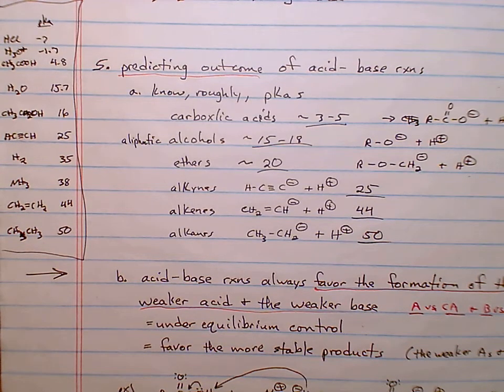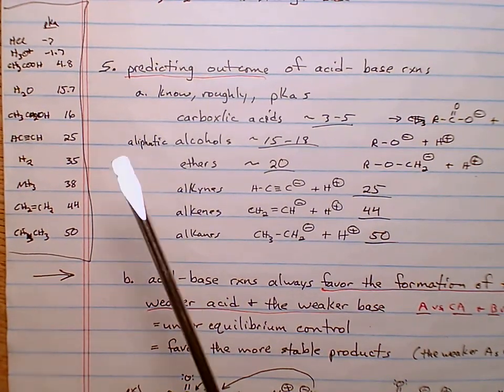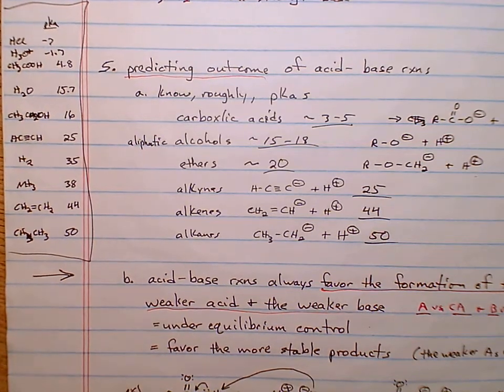Okay, so turns out we can predict the outcome of acid-base reactions as long as we have this table memorized. And this video is getting a little long, so let's end here and we will continue predicting the outcomes of acid-base reactions and going through some examples in the next video.